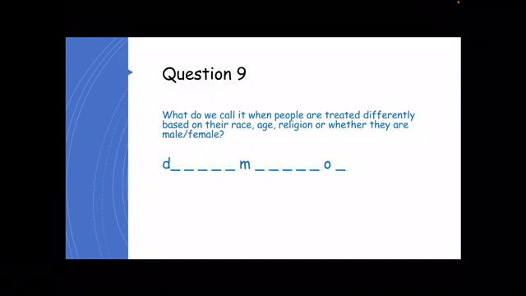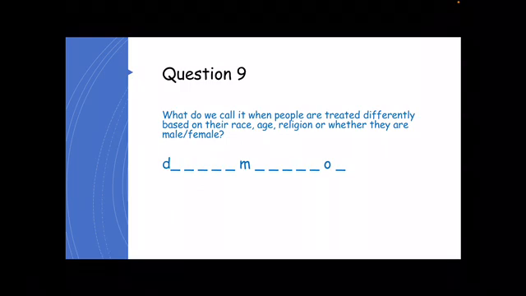Question 9. What do we call it when people are treated differently based on their race, age, religion, or whether they are male or female? There's some clues in the word there. It's a little bit like playing hangman. So see if you can work out the word.